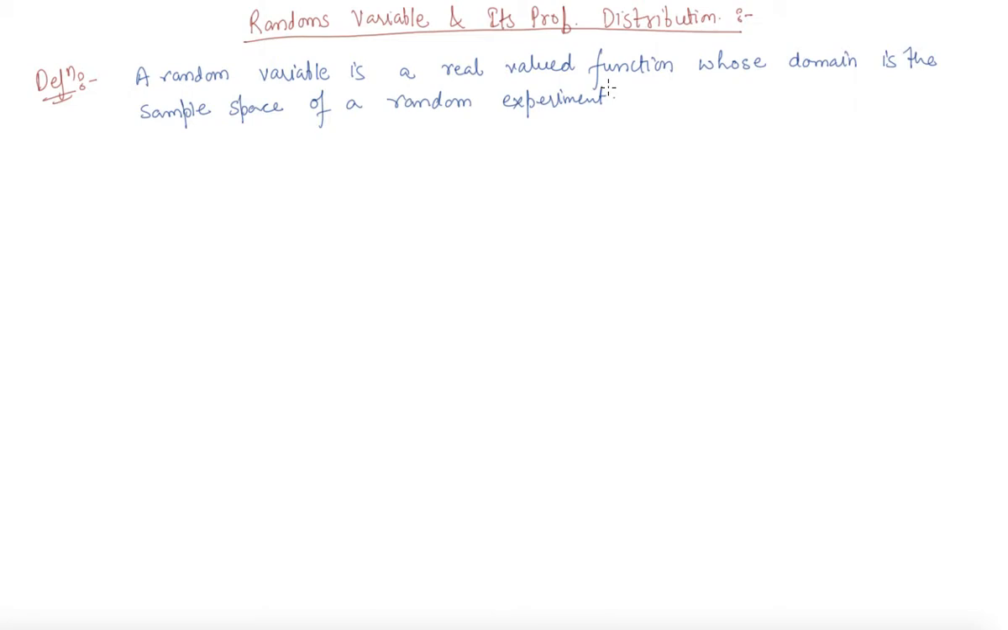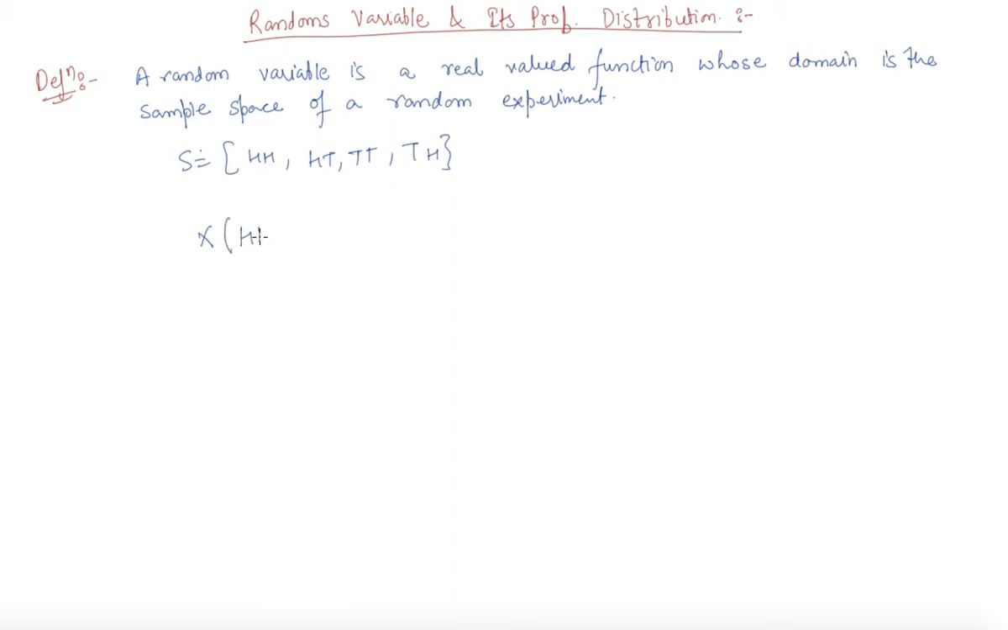Let us consider the experiment of tossing a coin 2 times in succession. The sample space will be either head head, head tail, tail tail, or tail head. So when you toss 2 coins consecutively, you will get this. If I say that x denotes the number of heads, x is a random variable for each outcome.